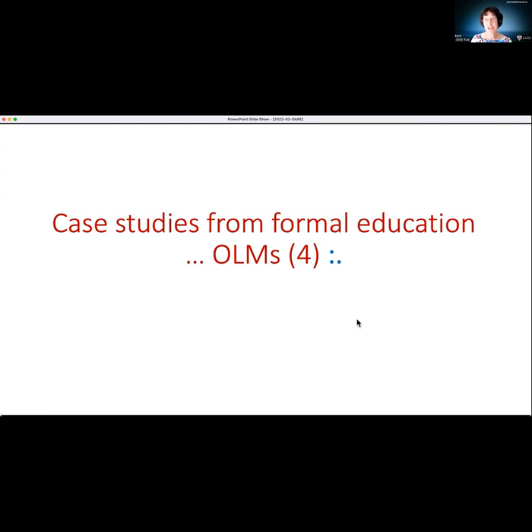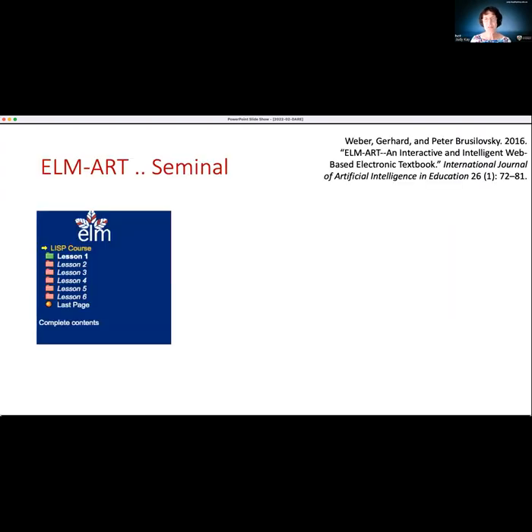Formal education and this open learner models, which I mentioned at the beginning, hopefully to make sure I could prime you. So here is a system that was built very long time ago and is still running. It's called ELMART. It's a seminal system by a psychologist in Germany, Gerhard Weber.